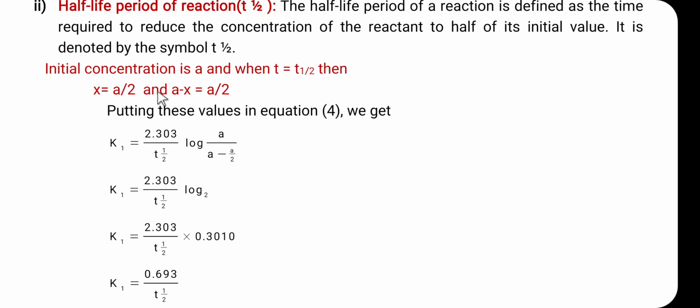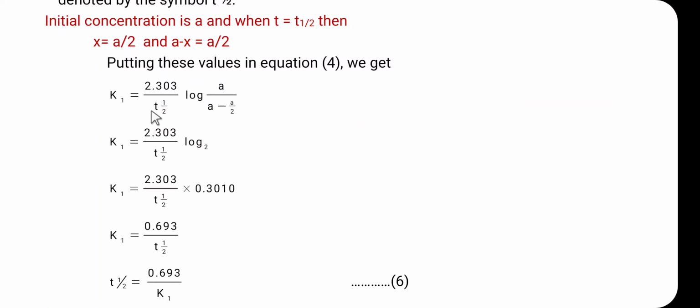Substituting these values, that is the value of X as well as the value of A minus X and the half-life period in the expression for velocity constant for the first order reaction. So, here K1 is equal to 2.303 divided by T1/2 log of A upon A minus A by 2, or A upon A by 2. So, here A gets cancelled. So, K1 is equal to 2.303 divided by T1/2 and log of 2. Actually, this is a log of 2, and log of 2 is 0.3010.